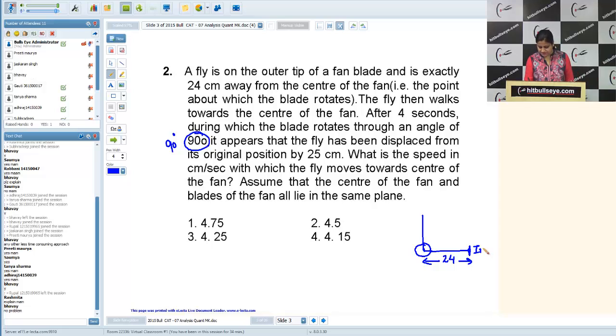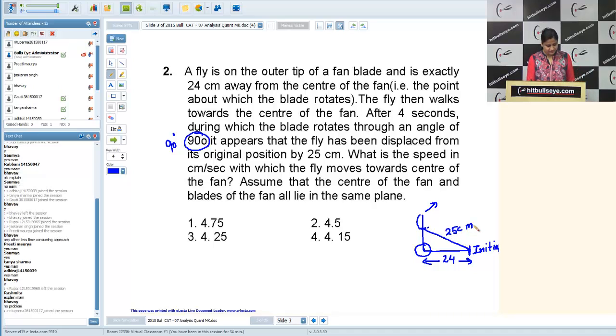Now this is the initial position. This is the final position of the blade. Now the fly is moving towards the center. Suppose this is the new position. The new position and the initial position, they are 25 centimeter apart. It means this length is given. You got that, Rashmita?